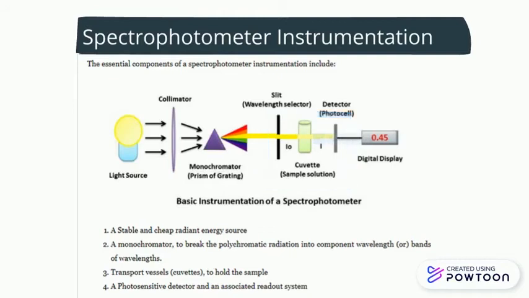And in the end, we have the detectors. These work mainly via the photoelectric effect. The current is directly proportional to the light intensity. This gives a measure of absorbance or transmission.